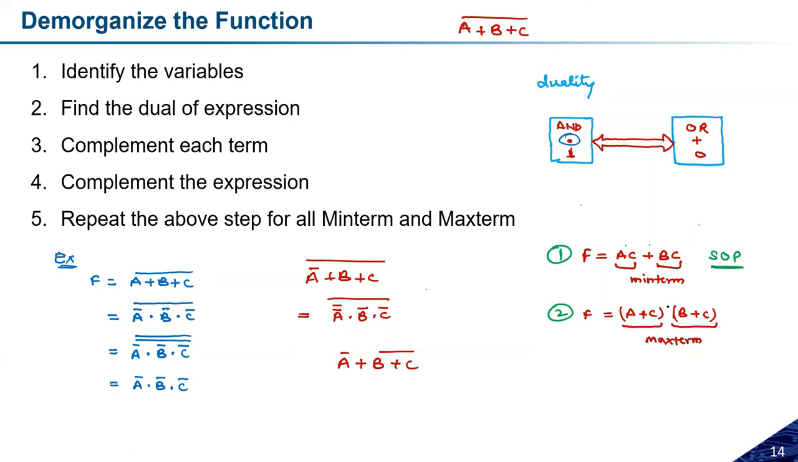Similarly, in the second case, we are making the product of the sums. So we can call them the POS expression, product of sums expression. Let us discuss SOP and POS in more detail. Why am I calling it SOP and POS? This is only because in the first expression we are adding the product terms, and in the second expression we are multiplying the sum terms. So this is what is needed.